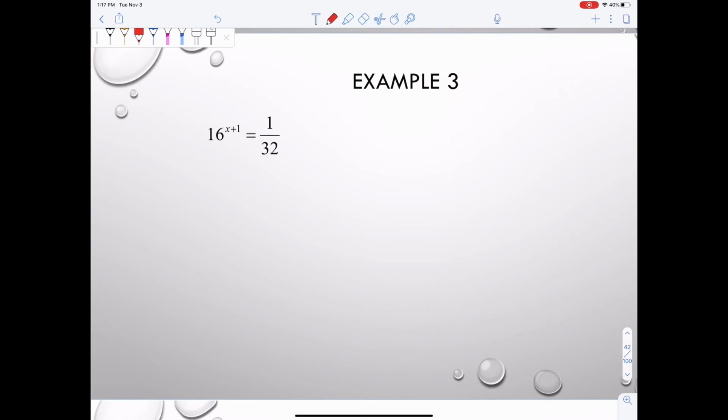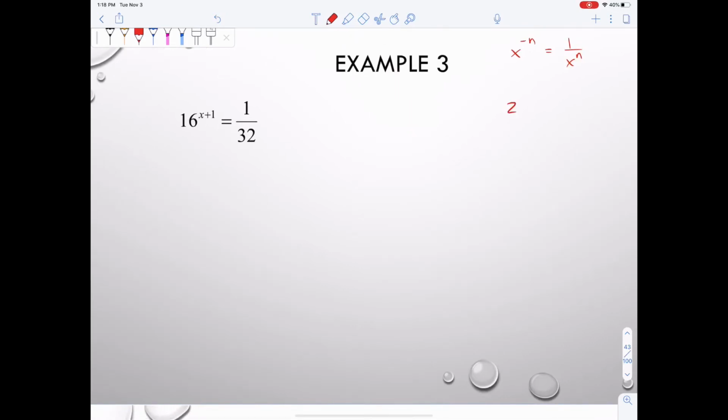Now, another exponent rule that we're going to have to talk about, and here we're going to have to manipulate both sides. But remember, x to the negative nth power equals 1 over x to the nth power, right? So I can deal with fractions using negative exponents. Okay? So here, I want to ask, can I rewrite 16 and 32 using a common base? They are both 2 to a power. 16 is 2 to the 4th.